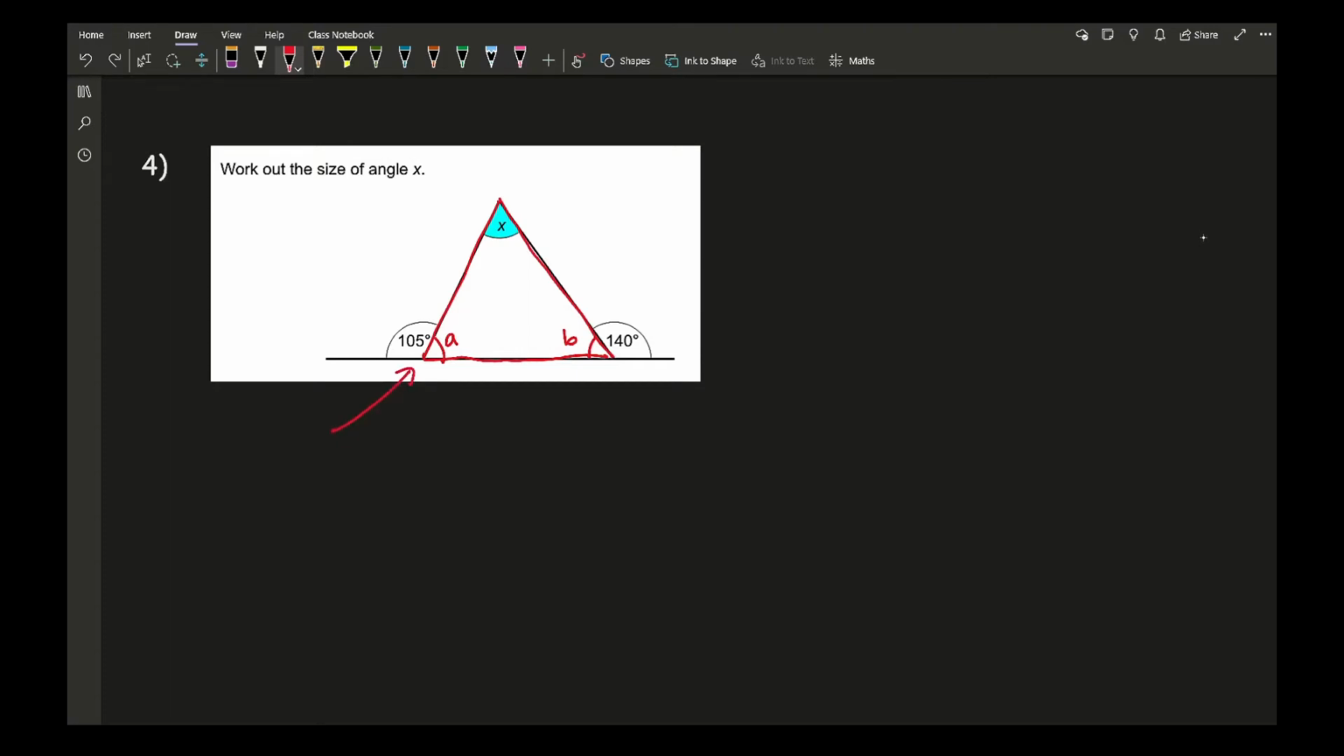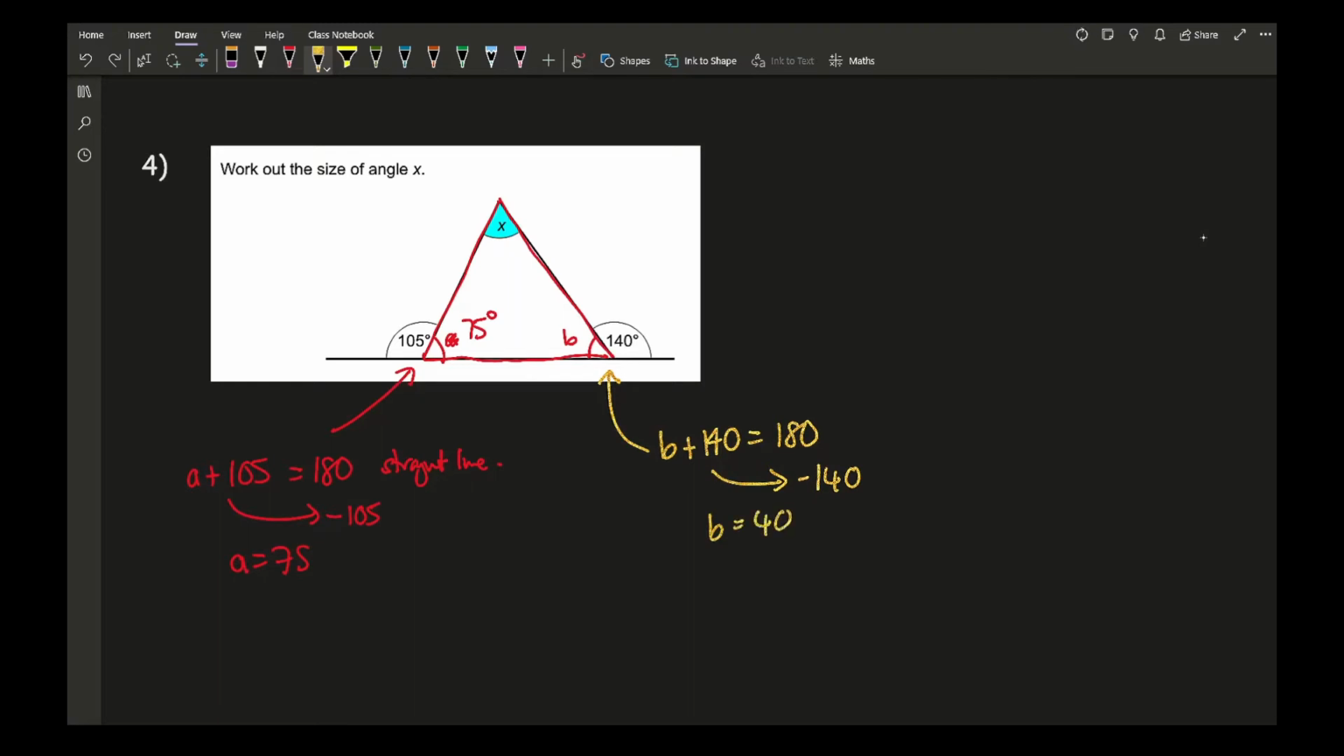Looking at A, I know that A plus 105 equals 180, because they lie on a straight line. So the opposite of adding 105 is to take away 105. So A equals 75 degrees. I can cross out A and label that as 75 degrees. Now looking at B, I know that B plus 140 degrees also has to add up to 180, because they're angles on a straight line. Again, the opposite of adding 140 is to take away 140. So B equals 40, and I can cross out B and label that as 40 degrees.